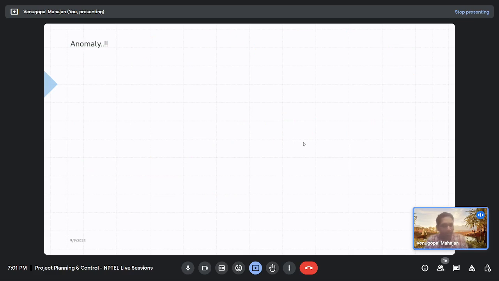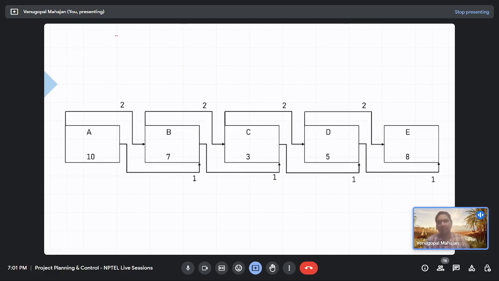Okay, so anomaly, you know what we were talking about. So reverse critical. And now non-continuous or interruptible activities.